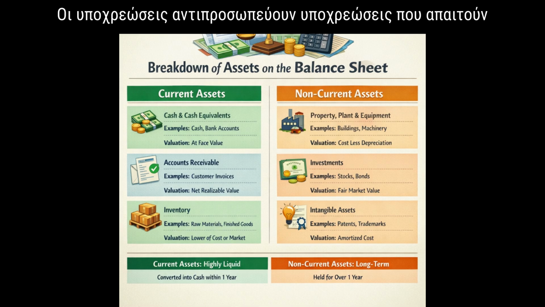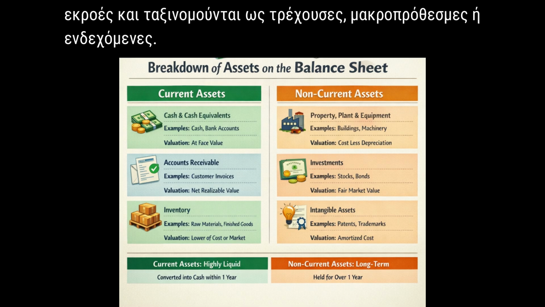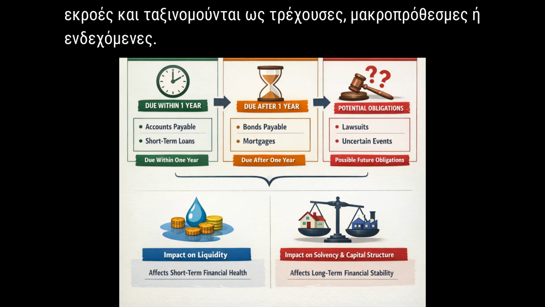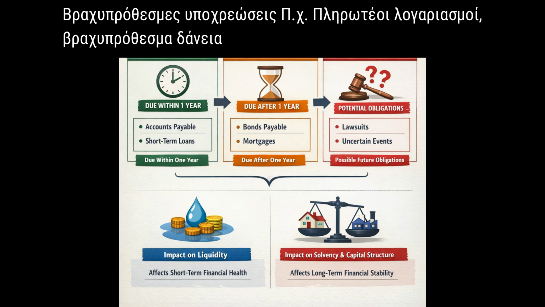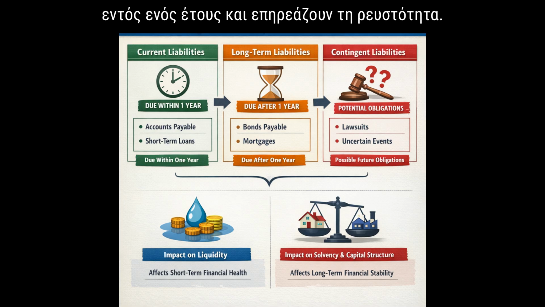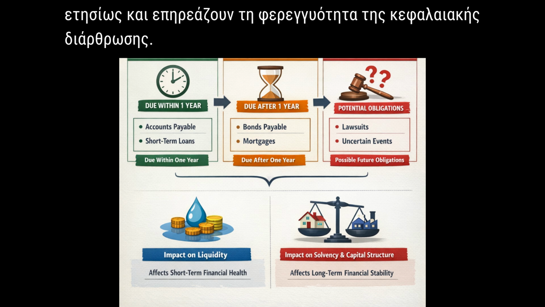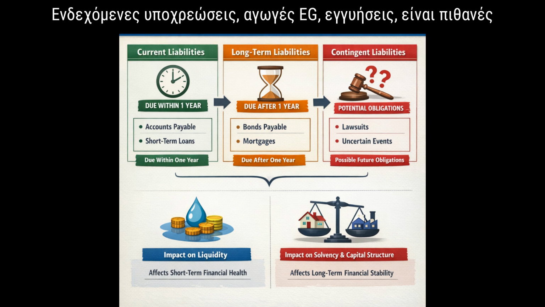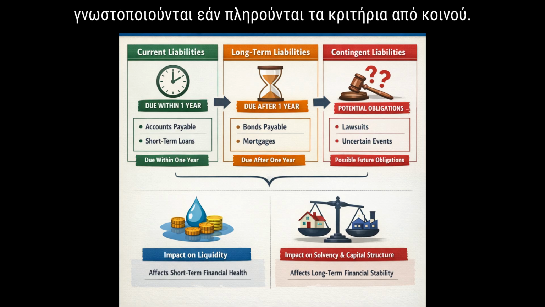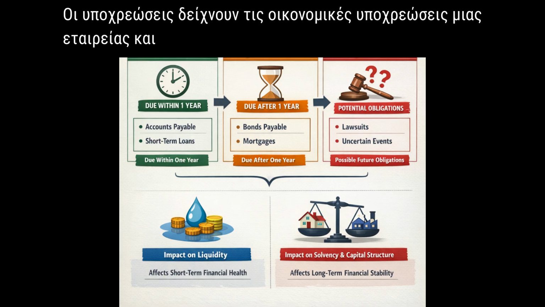Liabilities represent obligations requiring future resource outflows and are classified as current, long-term, or contingent. Current liabilities, e.g. accounts payable, short-term loans, are due within a year and affect liquidity. Long-term liabilities, e.g. bonds payable, mortgages, are due after a year and influence solvency and capital structure. Contingent liabilities, e.g. lawsuits, warranties, are potential obligations disclosed if criteria are met. Together, liabilities indicate a company's financial commitments and risks.